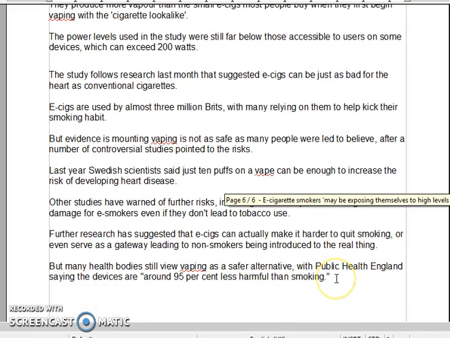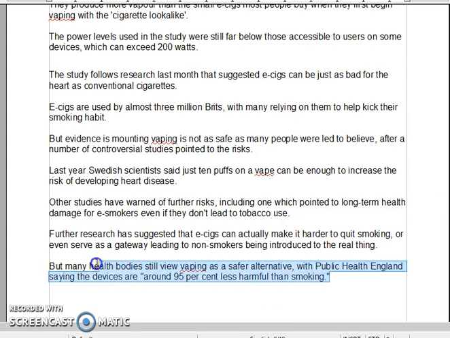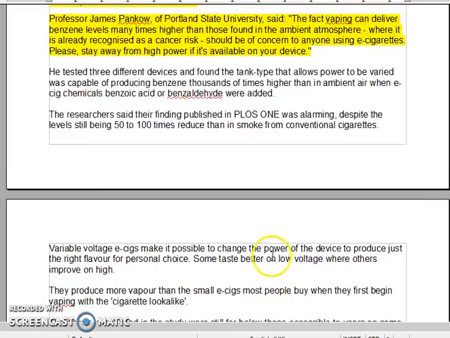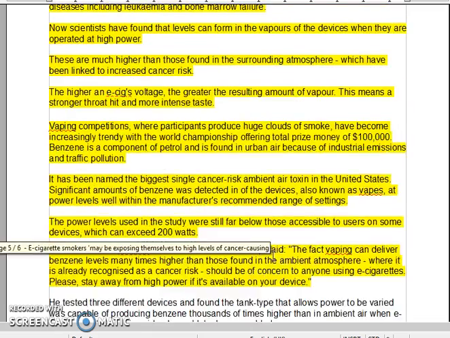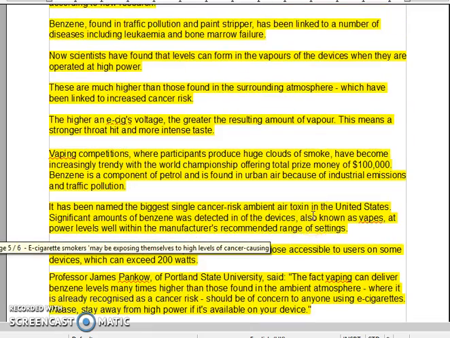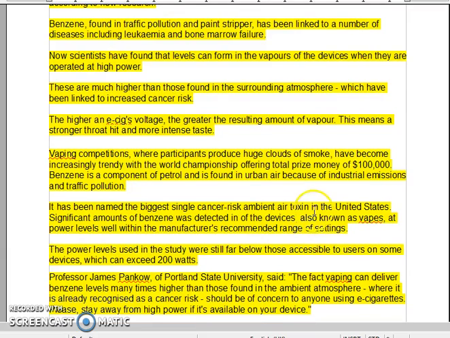I mean, the only opposing opinion here really is this last sentence here, which I'm going to highlight in orange, which says, but many health bodies still view vaping as a safer alternative, with Public Health England saying that the devices are around 95% less harmful than smoking. The rest of this article is very much aimed at convincing you, using statistics, using evidence, using expert opinion, all those things we've looked at, that vaping is potentially harmful. And we can look here, we can look at how they create this bias.